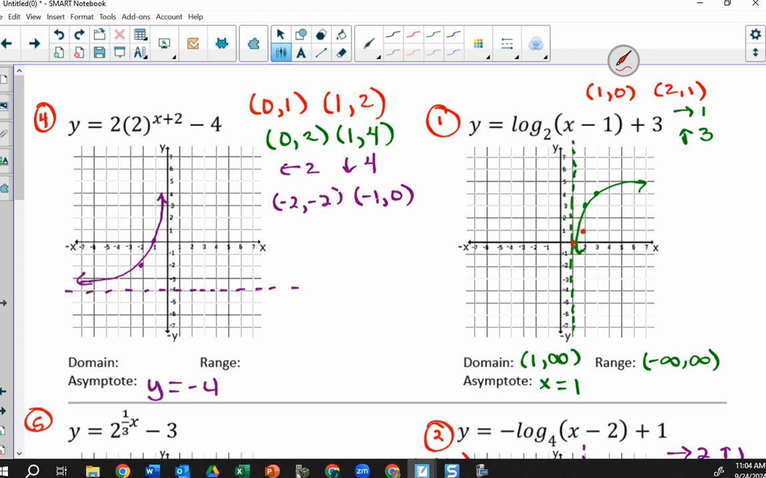Yeah, you see it? And then same thing here. Left 2, correct. The base is 2. 1/3 is part of the exponent.